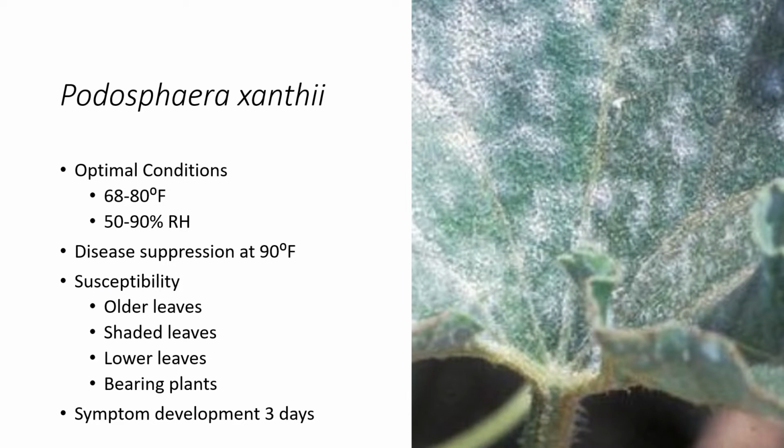The optimal conditions for Podosphaera xanthii are fairly close to the other powdery mildew species we see, 68 to 80 degrees Fahrenheit and 50 to 90% relative humidity. So a wide range of temperatures, a wide range of humidity levels. So this pathogen, like others, can infect pretty much any time we have a susceptible plant.